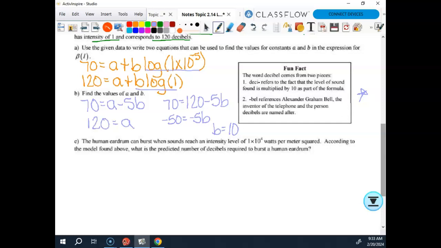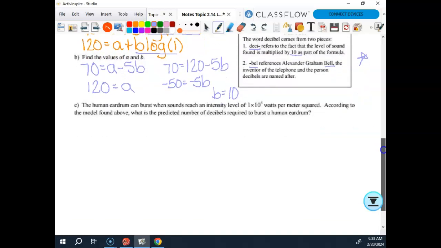The word decibel comes from 2 pieces. Deci, which means 10, right? Decimeter, decimal. It refers to the fact that the level of sound found is multiplied by 10 as part of the formula. So deci is 10. Bell refers to Alexander Graham Bell, the inventor of the telephone, and the person decibels are named for. So there you go. That's what a decibel is.